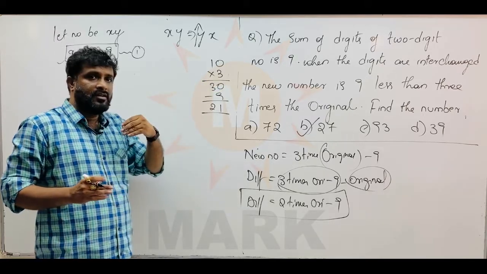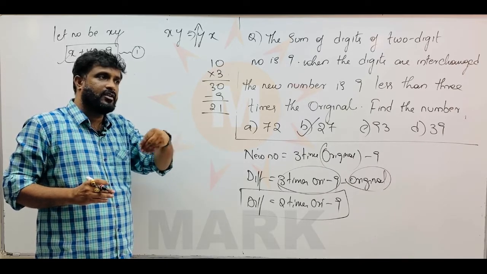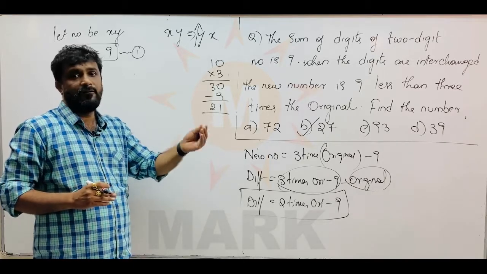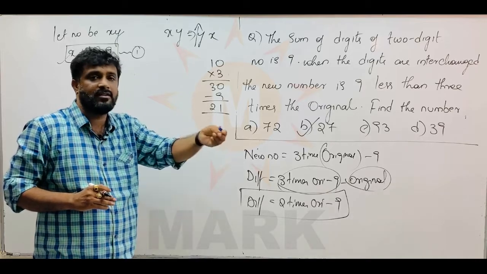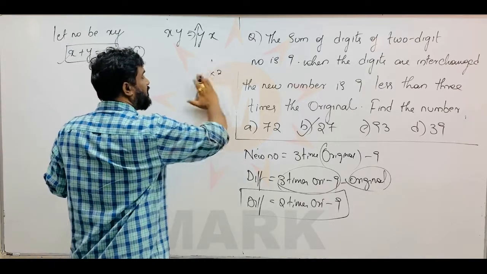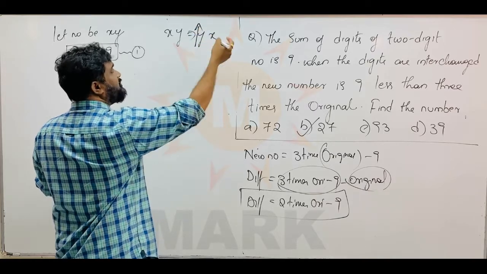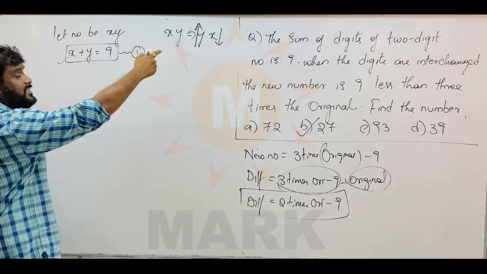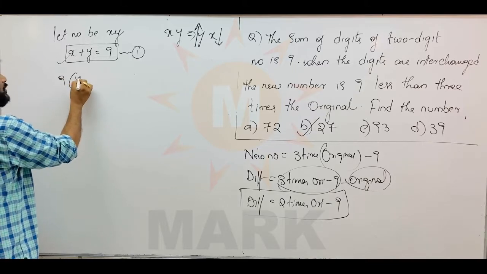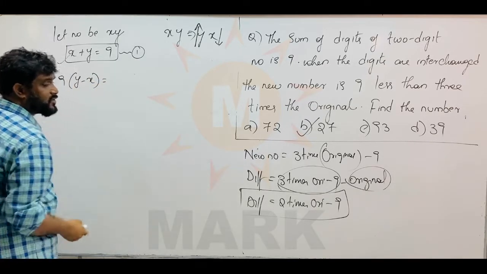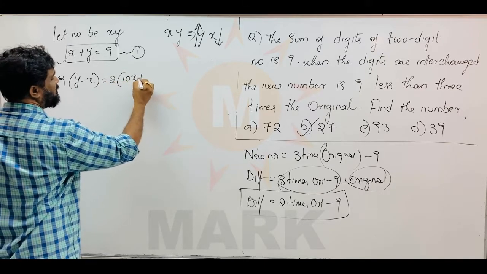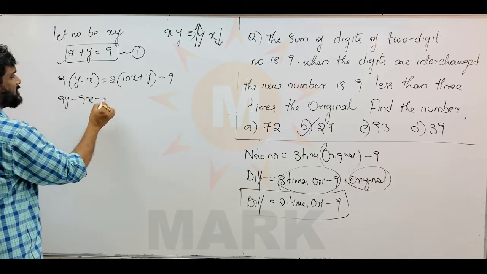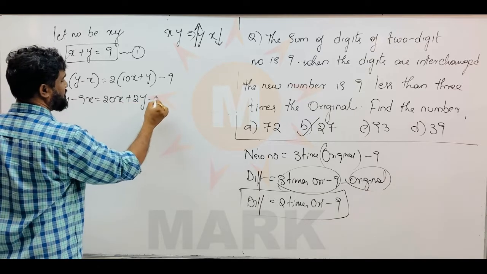So definitely when you take any 2-digit number, multiply it with 3, and minus 9, if you are getting again a 2-digit number, that resultant number will be higher, no doubt about it. So if that is higher, obviously the value of digit y will be greater and the value of digit x will be lesser. Since y is greater and x is less, I am taking 9 into y minus x is equal to the difference. What is the difference? 2 times the original, 2 into 10x plus y, minus 9. So this is nothing but 9y minus 9x is equal to 20x plus 2y minus 9.